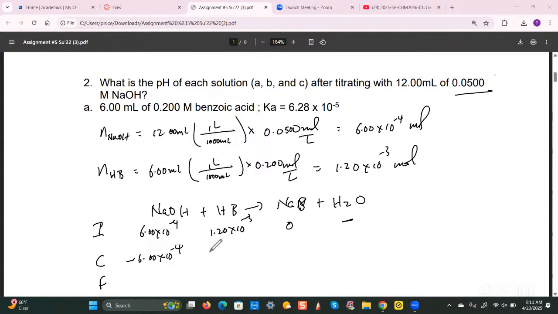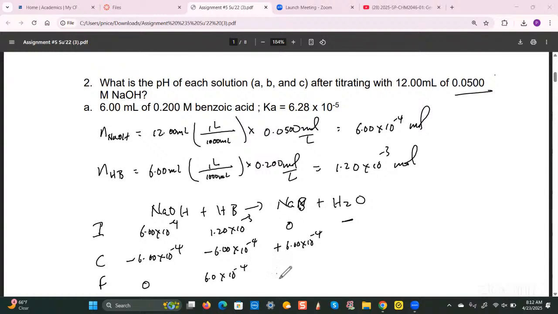So the change for the sodium hydroxide will be minus 6.00 times 10 to the minus 4, and the same is true for the acid. And then as far as the sodium benzoate is concerned, the change here will be plus 6.00 times 10 to the minus 4 moles. So at the end of the reaction, you're going to have no sodium hydroxide. Here, you're going to have 1.20 times 10 to the minus 3 minus 6.00 times 10 to the minus 4. And if I'm not mistaken, that would be equal to 6.0 times 10 to the minus 4.